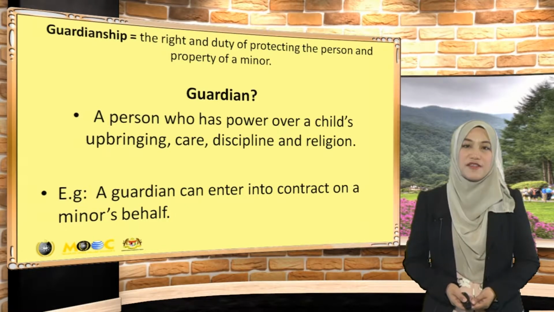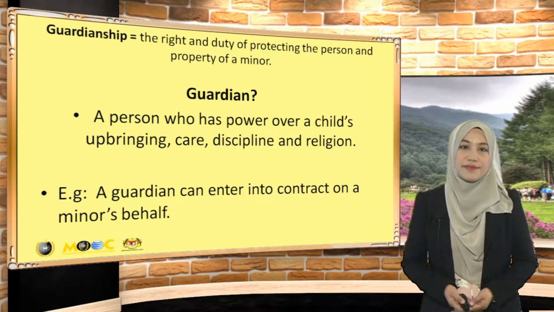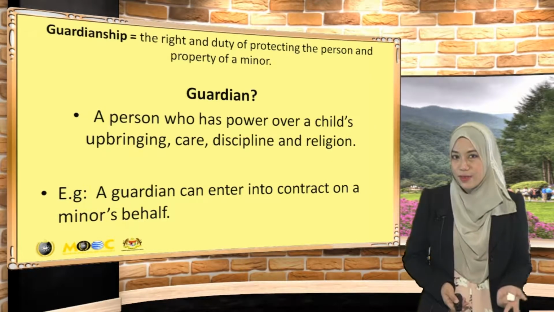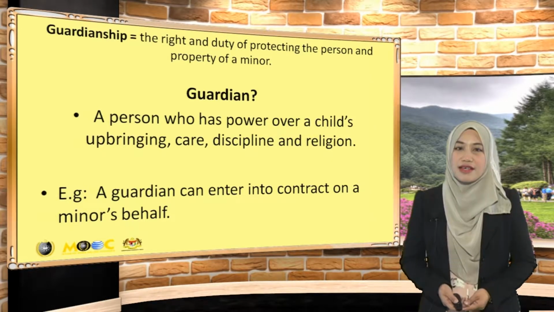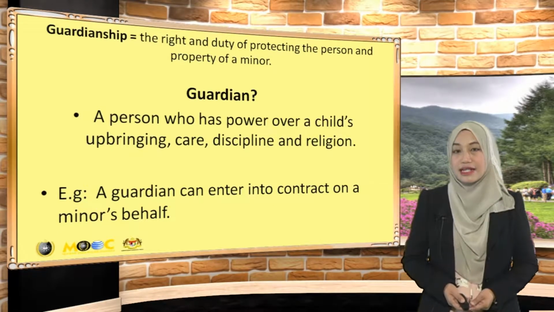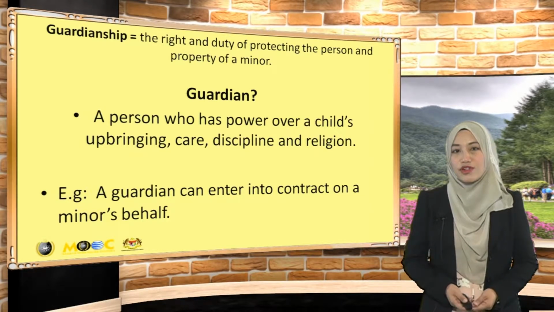Guardianship has been defined as the right and duty of protecting the person and property of a minor. Basically, a guardian is a person who has power over a child's upbringing, care, discipline, and religion. This is because a minor has no legal capacity to protect his own interests or manage his affairs, thus guardian is necessary. For example, the guardian can enter into contract on a minor's behalf.